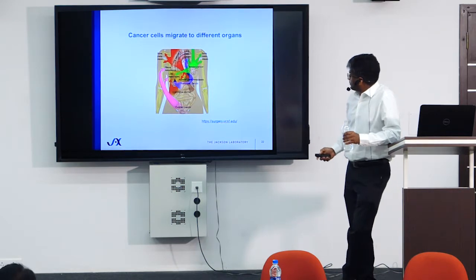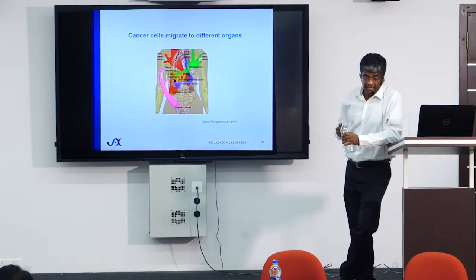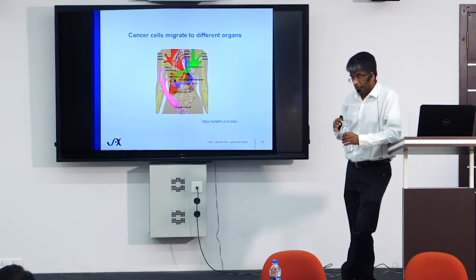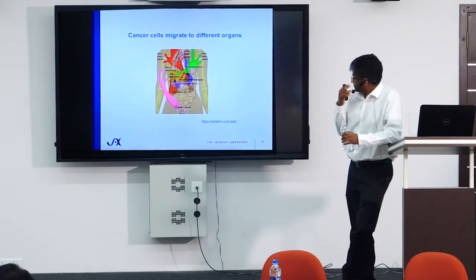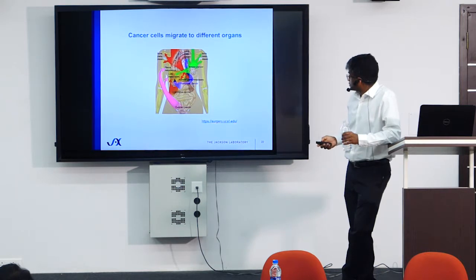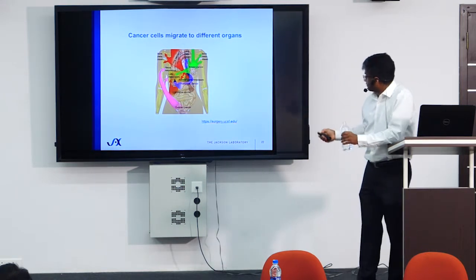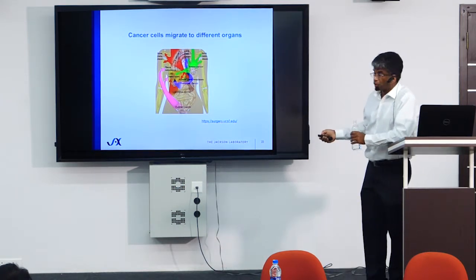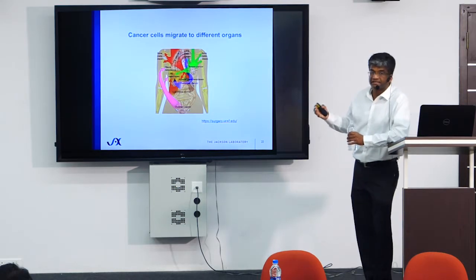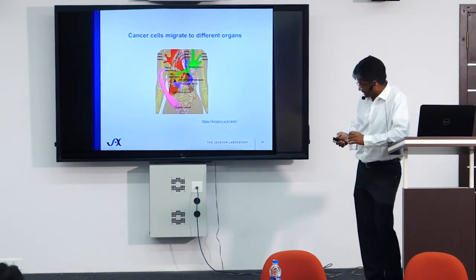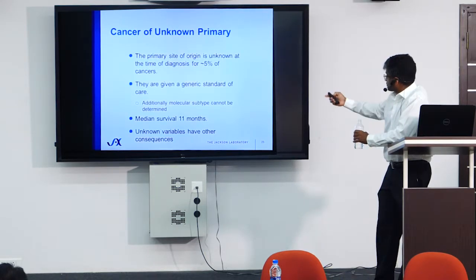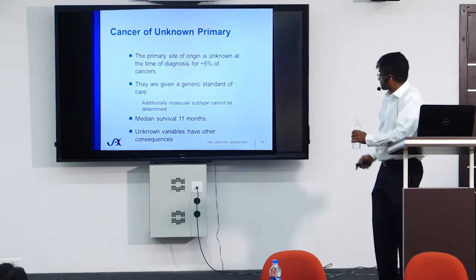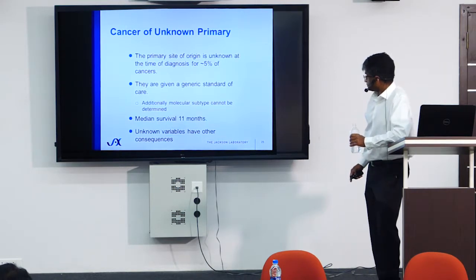And why does that happen? Because cells migrate, and cancer cells by definition will acquire the ability to metastasize. So I got this from a website where they showed the most likely places for a typical cancer to metastasize. Okay, so this is what I was telling you, about 5% of the cancers are from unknown primary.